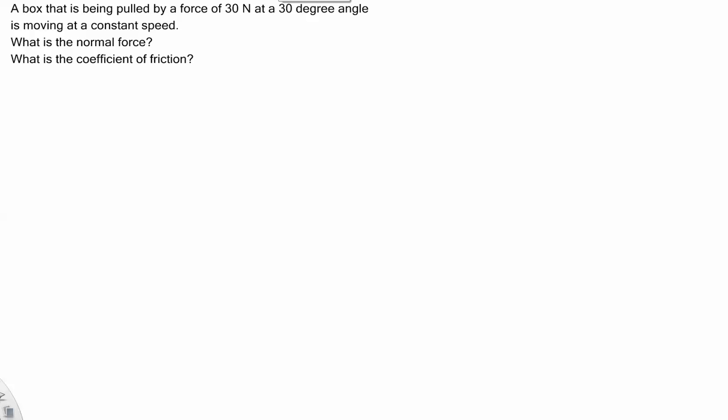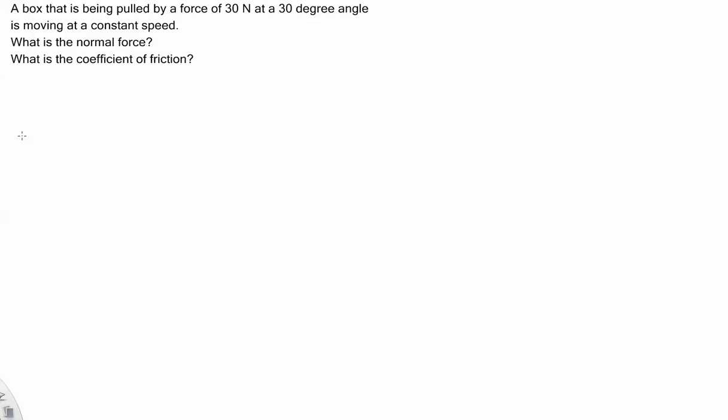Hi, here's our first example problem of an angled force situation. We have a box that's being pulled by a force of 30 newtons at a 30-degree angle, moving at a constant speed. I want to know what the normal force is and what the coefficient of friction is.